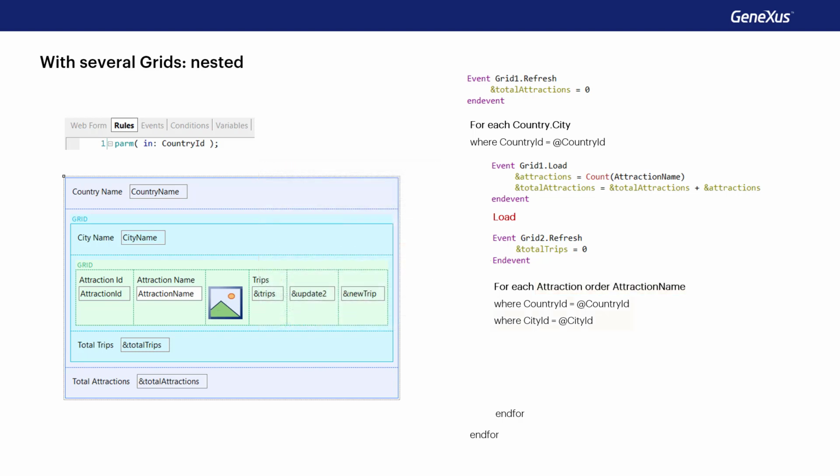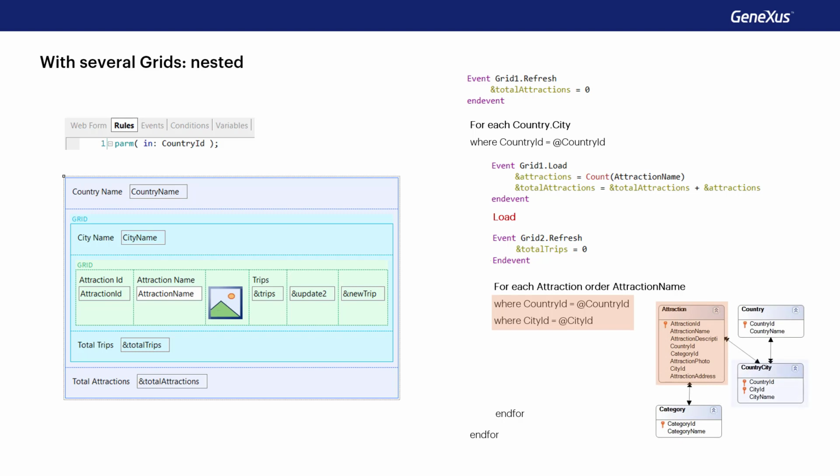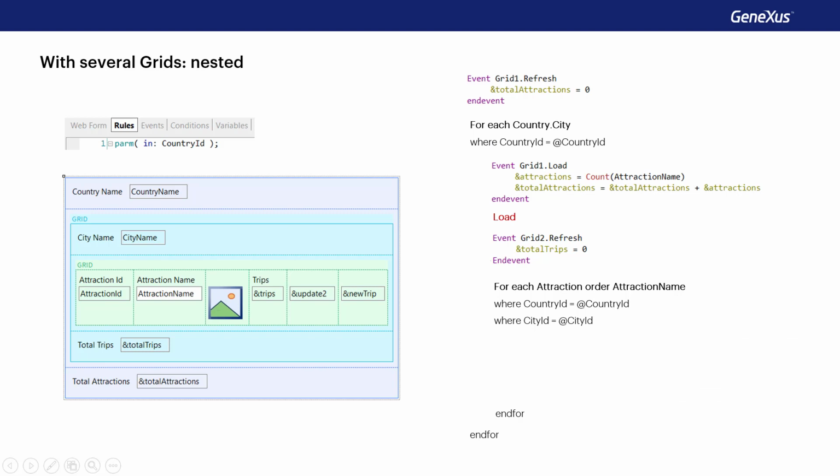Additionally, it adds the implicit conditions that precisely relate to the fact that this grid is nested with another one, and a relation between the table exists. For this reason, it'll only go through the records of the attractions table that match the country and city of the record loaded in the external for each. And for each of them, it'll execute the load of this nested grid. And then it'll load the line on the grid.